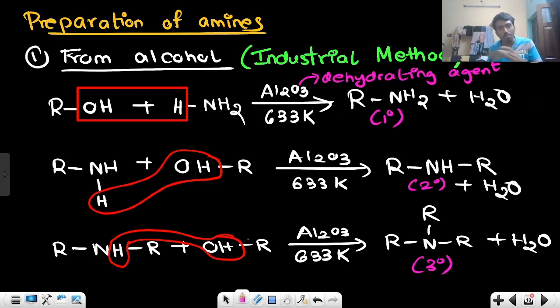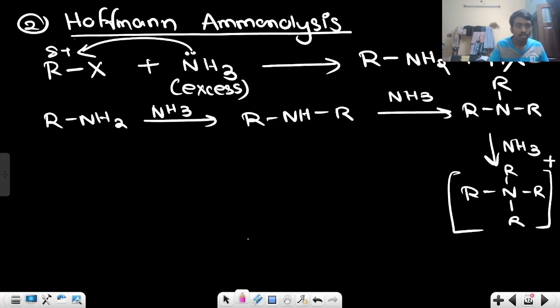From alcohol, how will you prepare amines? Done. Next, the second one is called Hoffman ammonolysis. Hoffman ammonolysis is the preparation of amines from alkyl halides. So if the question asks for a method, or to write a reaction, or how you will prepare an amine from an alkyl halide, then this reaction needs to be used.